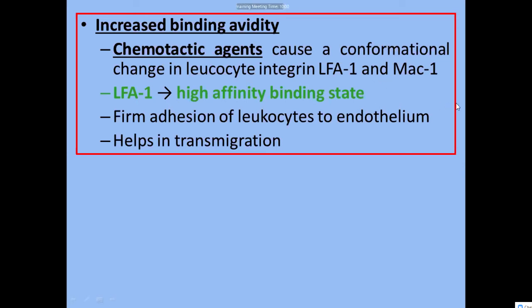They talk to each other. They start fighting and change the leukocyte integrins, LFA-1 and Mac-1. LFA-1 has a high affinity binding state. Firm adhesion of the leukocyte to the endothelium helps in transmigration. LFA-1 and Mac-1 both help in transmigration.